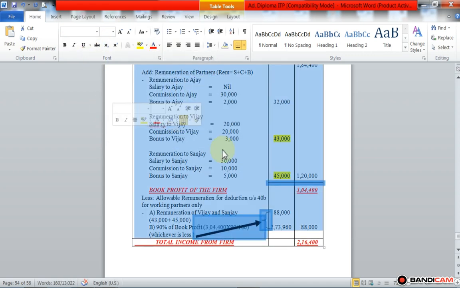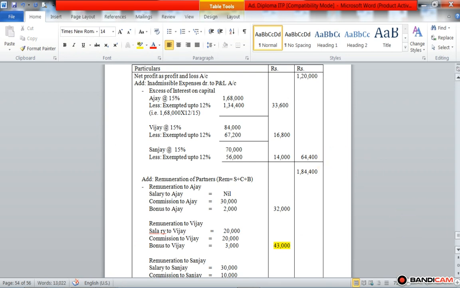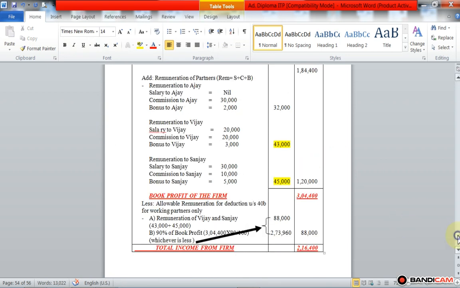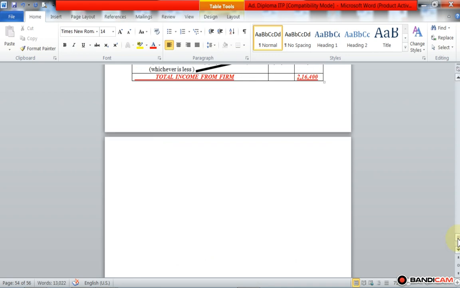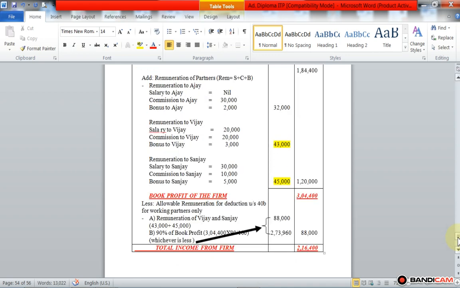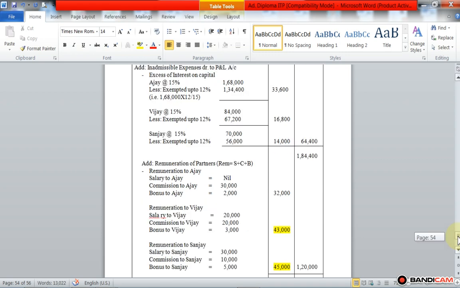So here we solved problem number 9. In our next lecture we will solve problem number 10, and then we will conclude this unit and start unit number 4 on paper first, that is taxation of cooperative societies. After completing problem number 10 we start unit number 4, taxation of cooperative societies. Thank you very much.